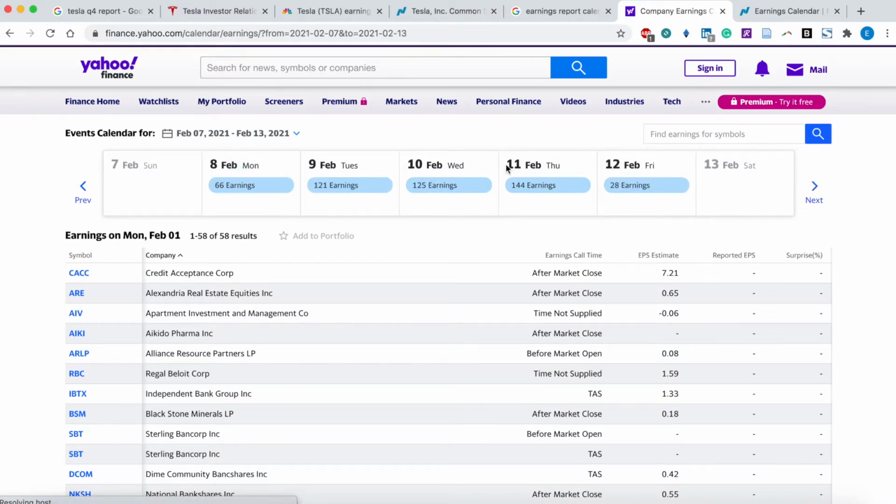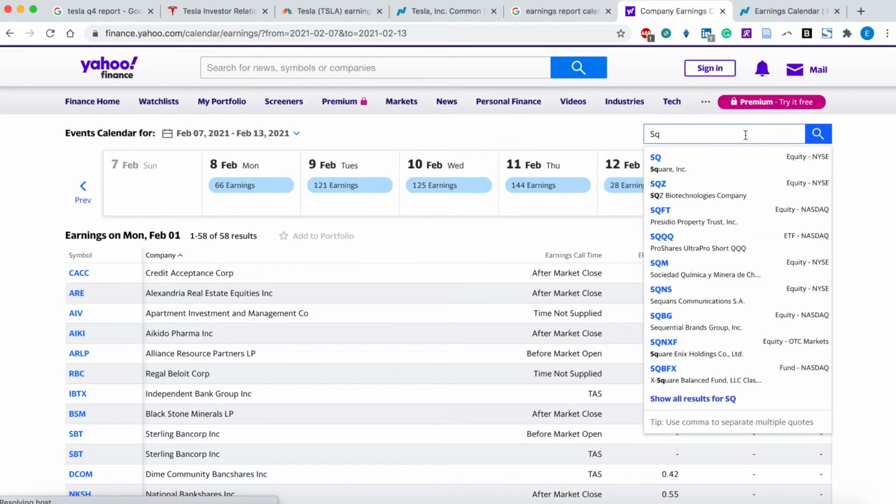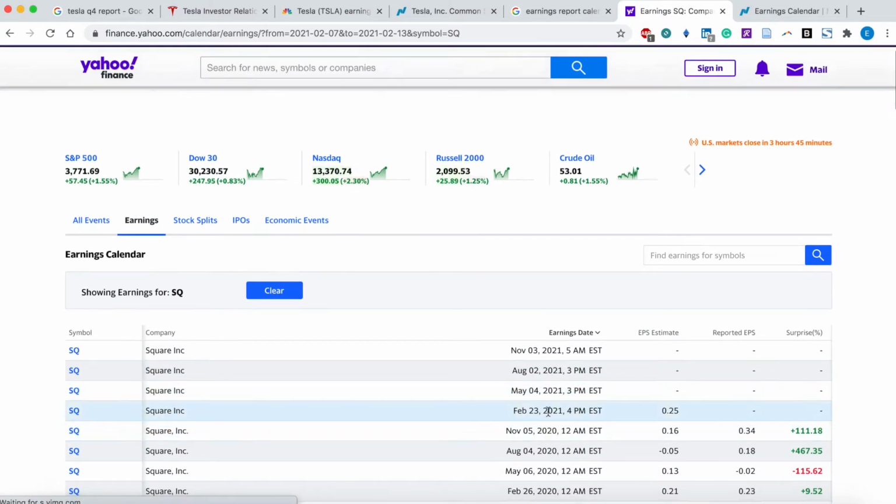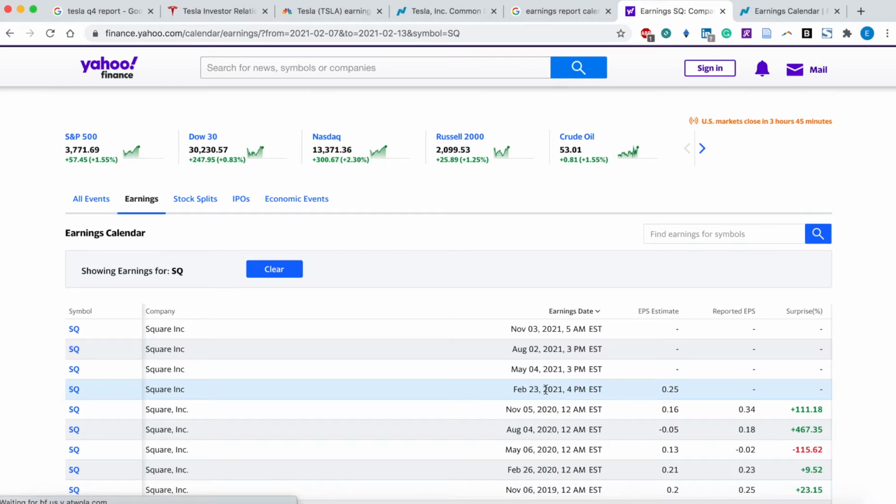If, for example, I want to search up a specific company, y'all know my favorite, Square. Square here is going to show you when the expected earnings dates are. So looking here, we see that February 23rd is the estimated earnings report day. So by February 23rd, we should expect a Q4 report from Square of 2020.